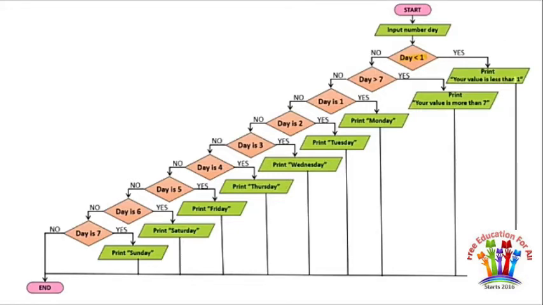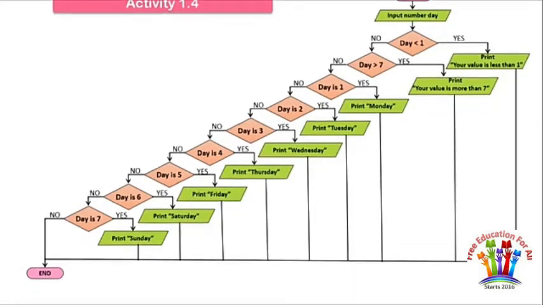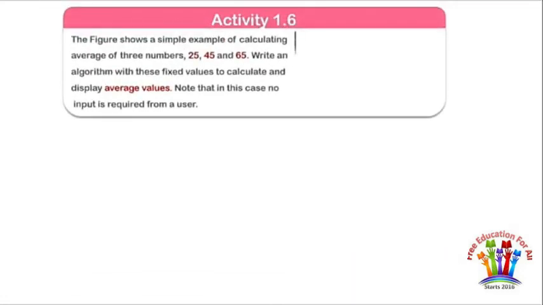And for example, you will enter 8 9 greater than 7, so the computer will display the message that your value is more than 7. This is the solution of activity 1.4. And now you have to check the next activity 1.5. Okay, 1.5 is solved in your book. That is too easy, so that's why now I will solve activity 1.6.